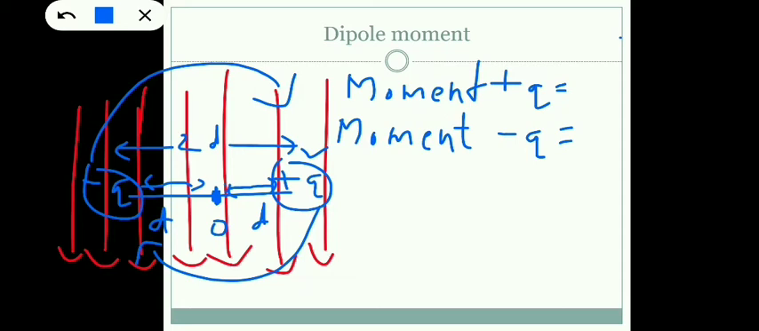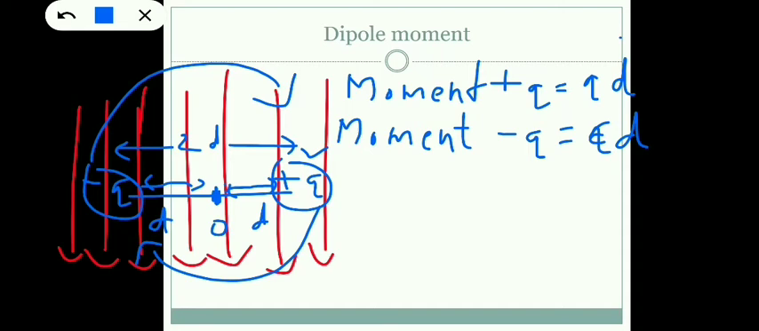So what is the moment created by the plus q charge? Q into d. Similarly, what is the moment created by the minus q charge? The moment created by minus q charge also will be q into d. Here we are considering only the magnitude of the charge. Hence we are not writing minus q here.